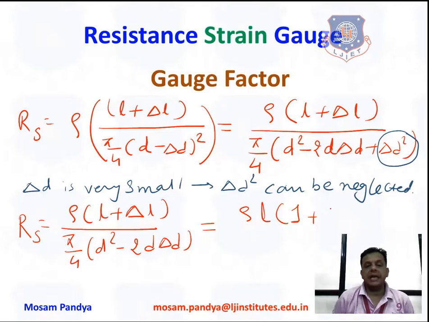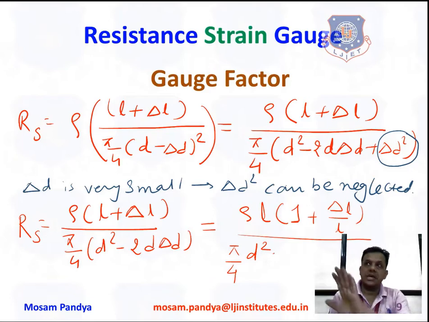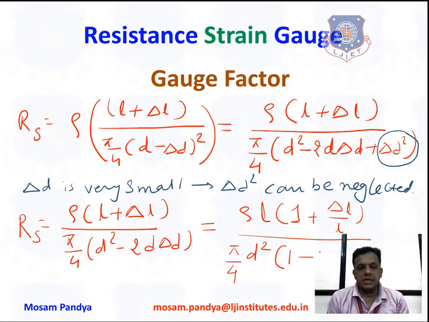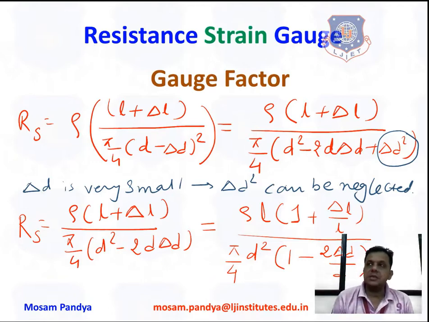Now we will be modifying this equation for a while to reach the combination of delta L by L, delta D by D. That is what we can reach to Poisson's ratio and Young's modulus, etc. These are the generalized terms. So always equation is derived in such a way that generalized terms can be done. So here we are taking common L, so 1 plus delta L by L, and we are taking D square as common in denominator, that is 1 minus 2 delta D upon D.